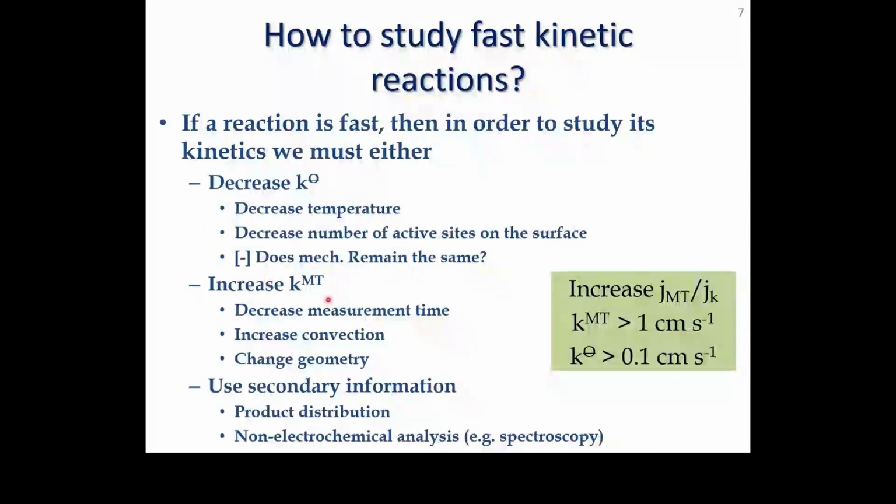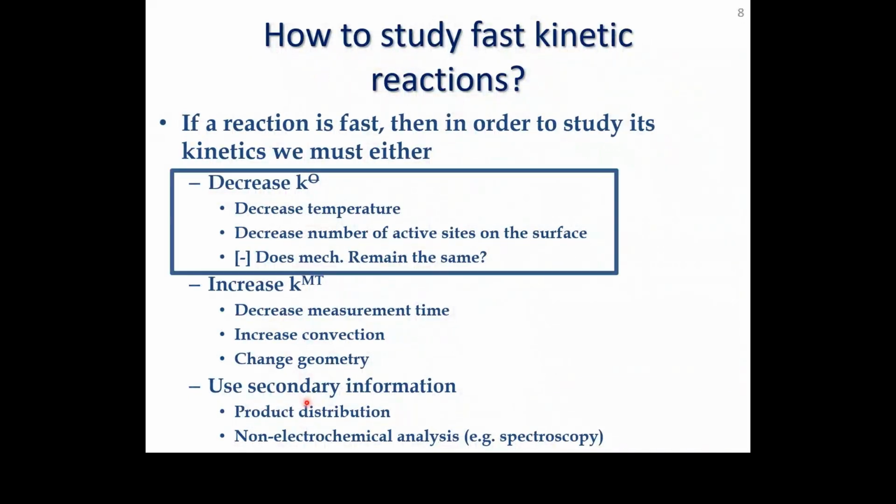The other approach is to increase the mass transport rate constant, that is, increase the rate at which reactants can get to the surface. And the approaches there are to decrease the measurement time, to increase convection, that is, increase the rate at which the electrolyte interacts with the surface. And the last example is to change the geometry of the system in such a way that we try and enhance reactant transport to the surface. And of course, the other thing that we can sometimes do is actually use secondary information in order to try and understand what the electrochemical kinetics are doing.